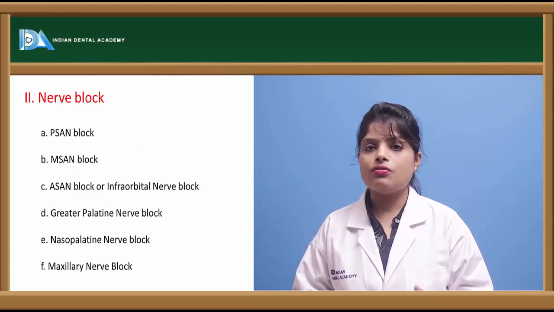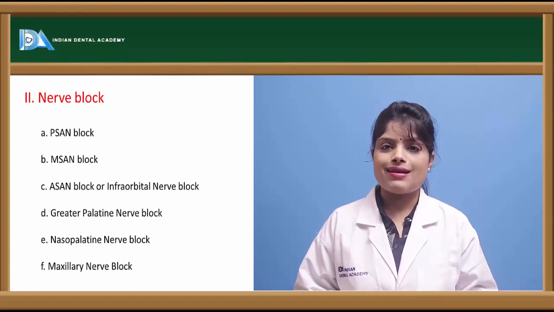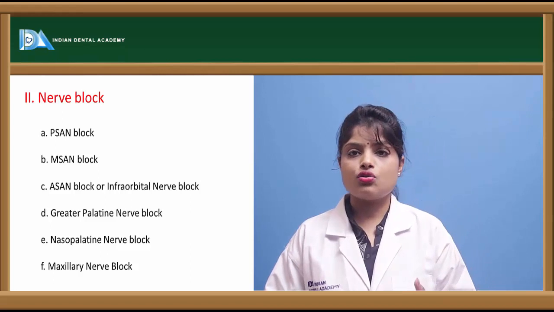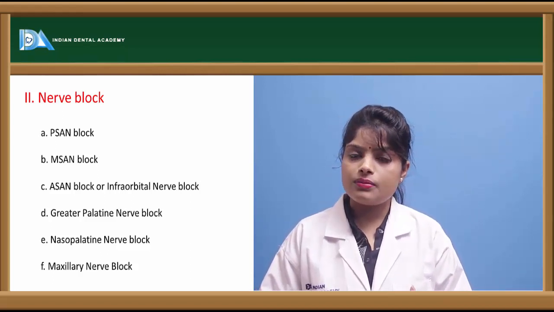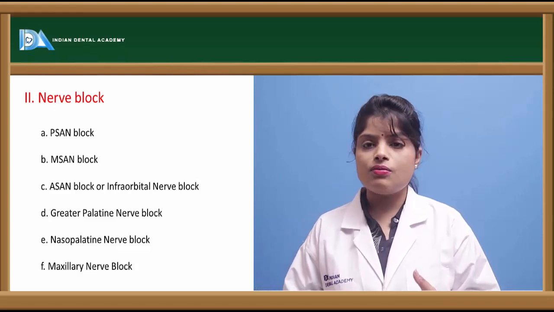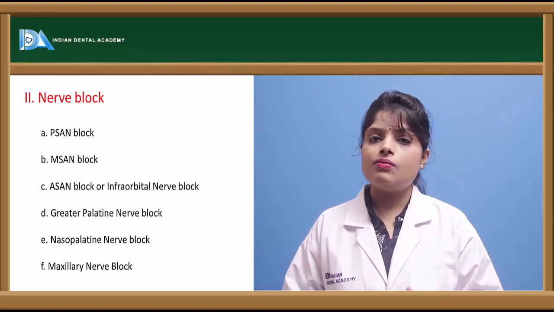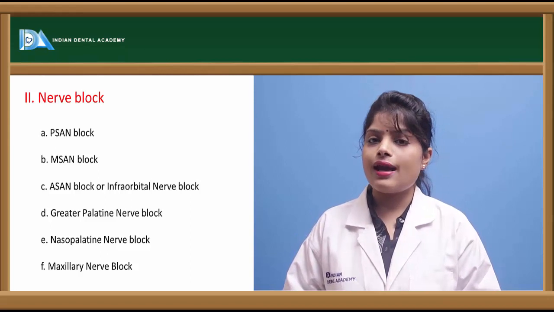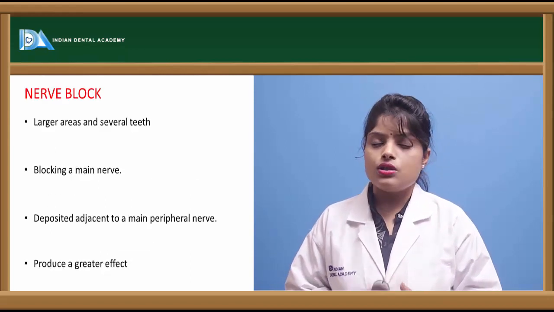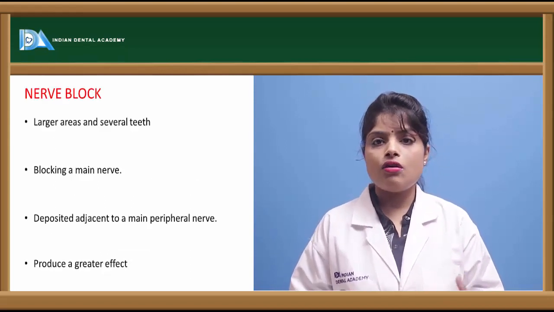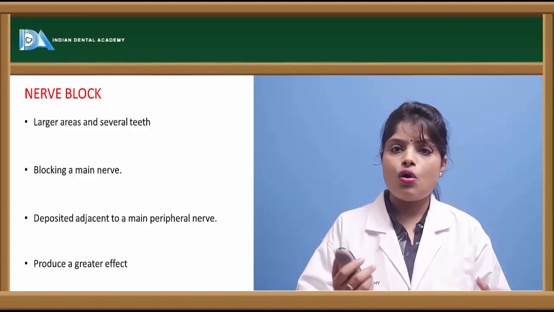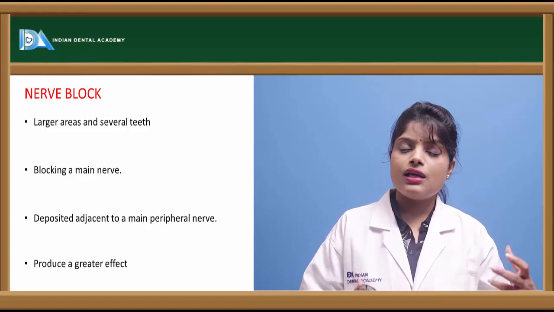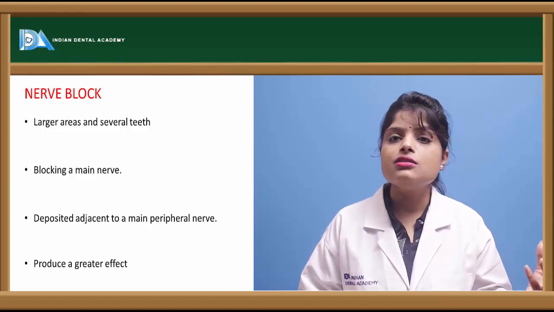Then comes the nerve block. There are various types of maxillary nerve blocks: the anterior superior alveolar nerve block, the posterior superior alveolar nerve block, the infraorbital nerve block, the greater palatine nerve block, the nasopalatine nerve block, and the maxillary nerve block. Basically, the nerve block's function is to anesthetize the initiation of the nerve and its branches.